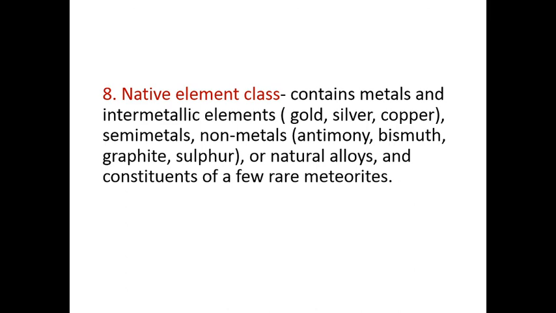And then we have native elements. These are made of nothing but a single element. They contain metals and intermetallic elements such as gold, silver, and copper. We have also semi-metals and non-metals: antimony, bismuth, graphite, and sulfur. Or natural alloys and constituents of a few rare meteorites. Recall that a mineral is defined as naturally occurring. Therefore, elements purified and crystallized in a laboratory do not qualify as minerals unless they are also found in nature.